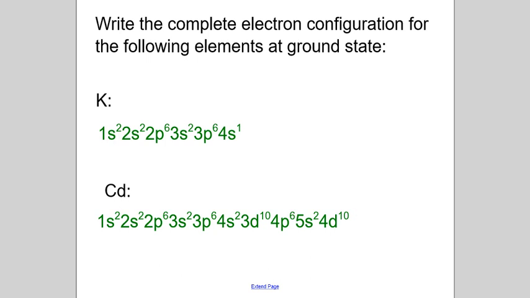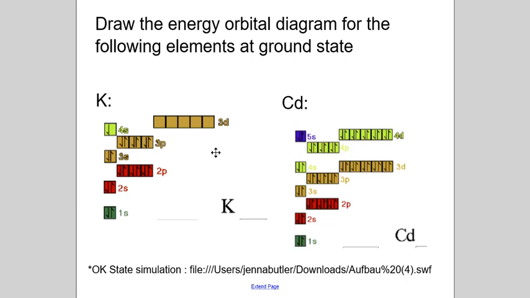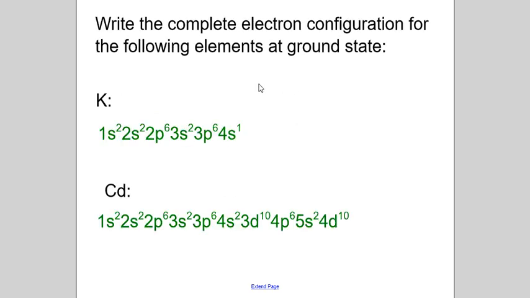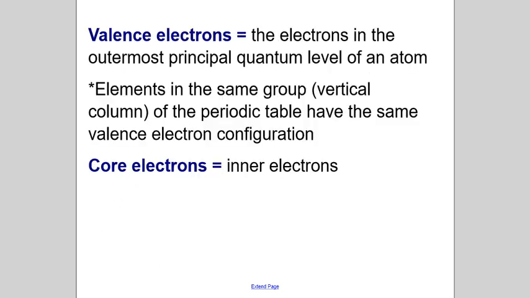So basically I just took your concert seats, said, oh, here's what seats are full, and I wrote that out as if it was instructions. So 1s is full, 2s is full, 2p is full, 3s is full, 3p is full, and oh look, the last fan is sitting in 4s. Same thing for cadmium down here. This right here, the 5s gets filled before the 4d. Notation-wise, you can actually switch these around, and you'll see me do that in a later slide here.